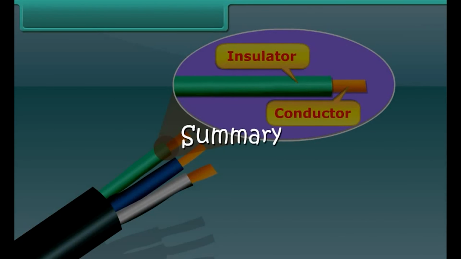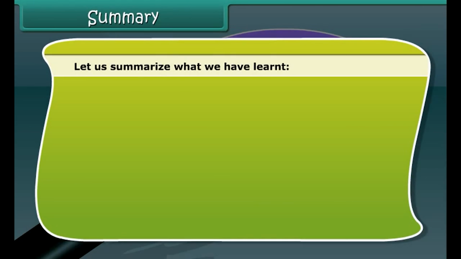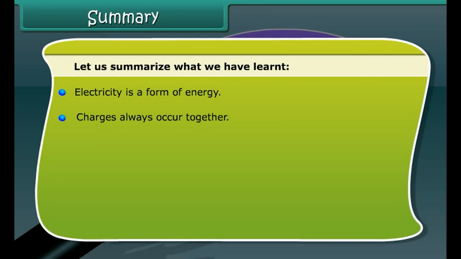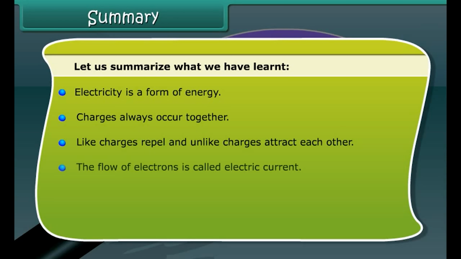Summary. Let us summarize what we have learned. Electricity is a form of energy. Charges always occur together. Like charges repel, and unlike charges attract each other. The flow of electrons is called electric current. Lightning is an electric discharge in the sky.